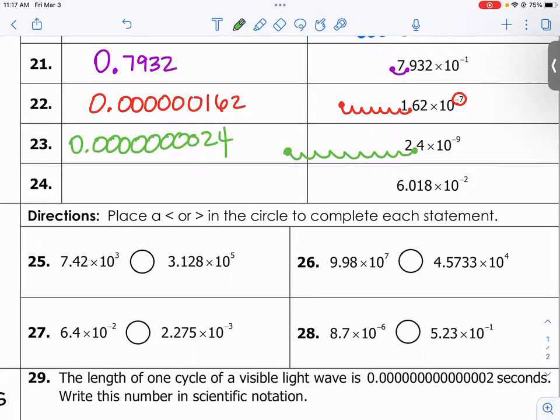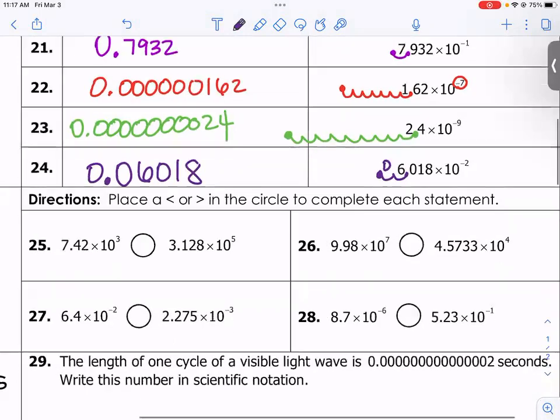Okay. In 24, if we want to go ahead and do that one really quick, we need to move the decimal 2 times. There's only 1 empty space for that 0. Okay.